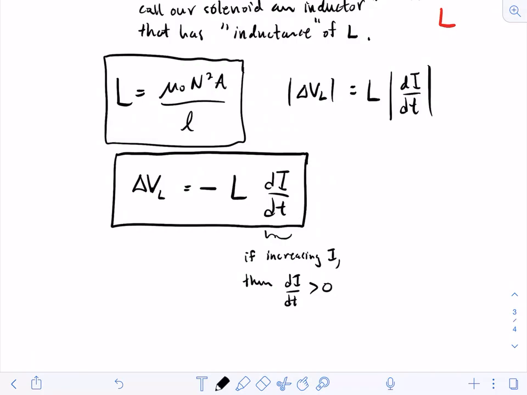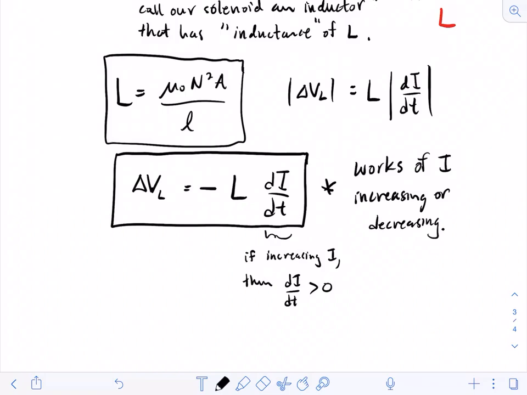This expression would still work because if we had a decreasing current, the di dt would be negative. And so we would have minus L times a negative di dt, which would be positive, and that works. And so this works for I increasing or decreasing. In the picture above, we considered the case of an increasing current.